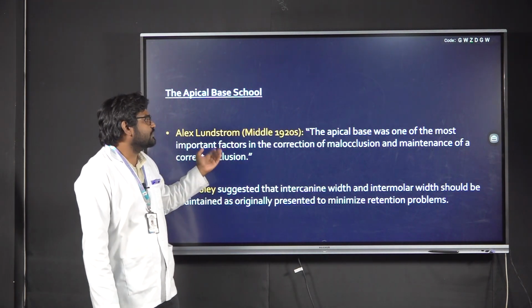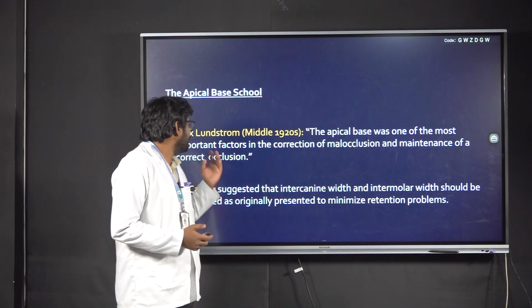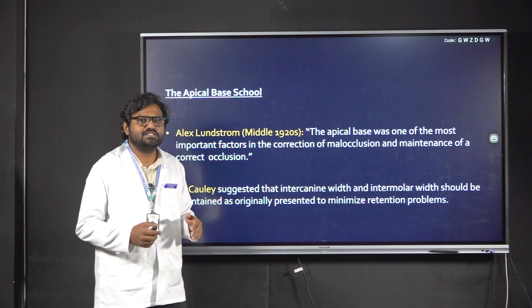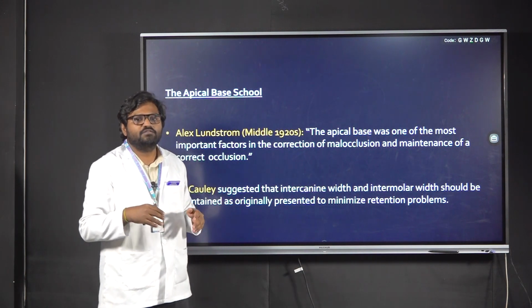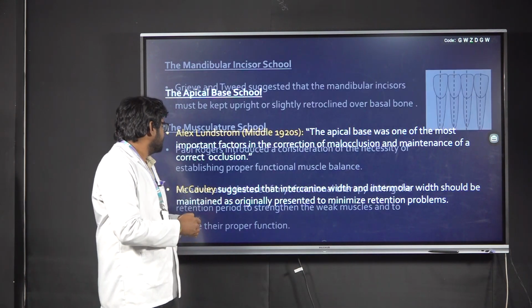According to Alex Lundstrom, the apical base is one of the most important factors in the correction of malocclusion. You arrange your teeth, or move the teeth, on the apical base. If not, there is always a chance of relapse.